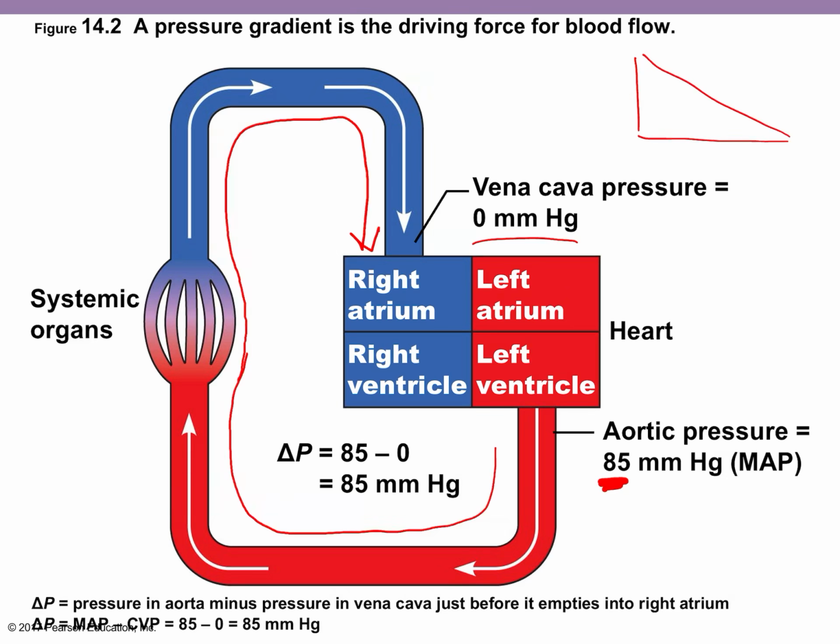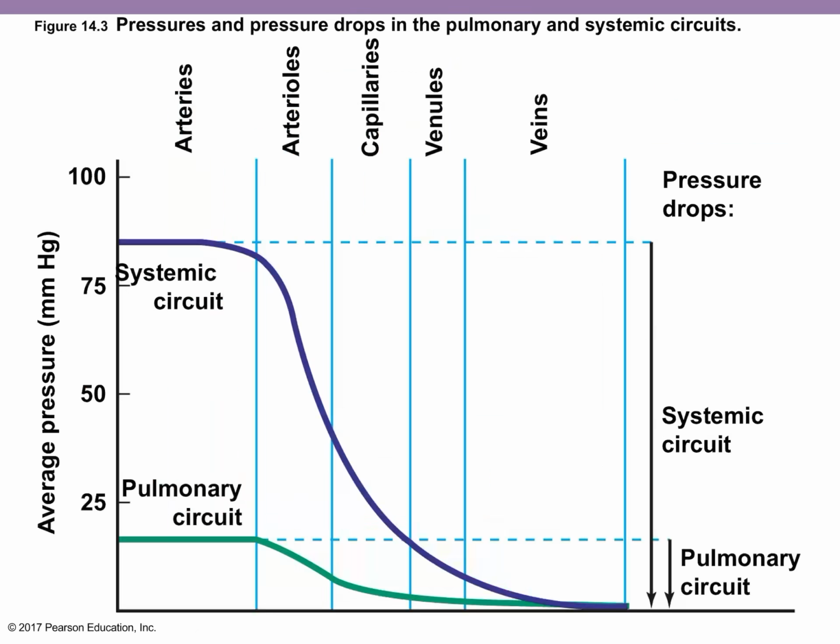If you look at number 2 in your outline, there are 2 different circuits. The systemic circuit is what we just looked at here, with a pressure difference of 90 millimeters of mercury. And the pulmonary circuit also does have a pressure gradient. It's just less. So let's take a look at this slide. Here's our systemic circuit at the top. Here's our pulmonary circuit at the bottom. You can see both have the general curve where you have high blood pressure, and then it drops as you move away, and to zero when you're coming back to the heart.